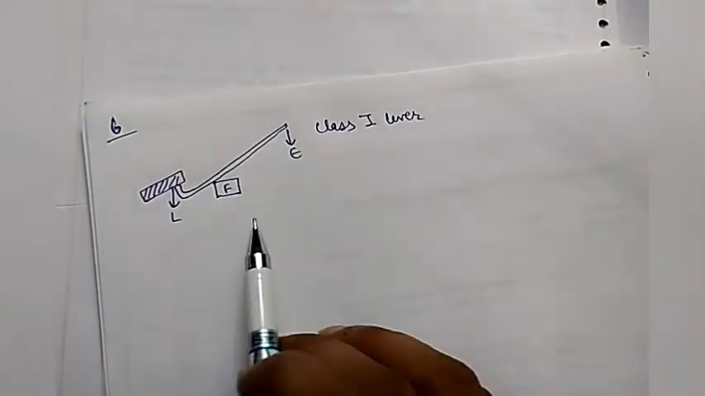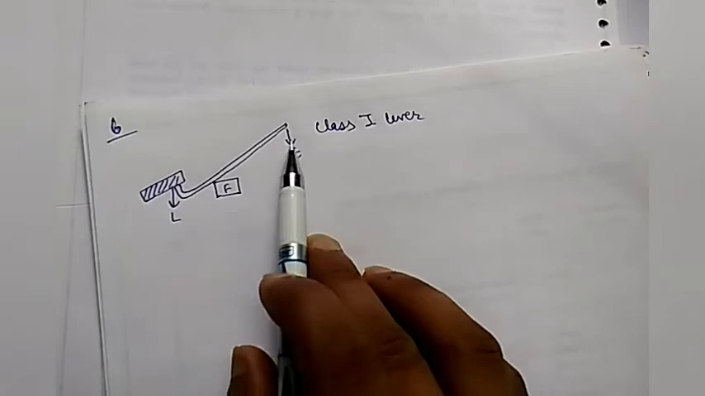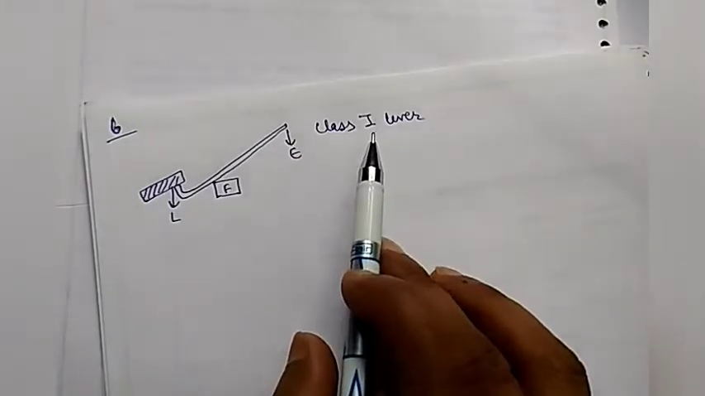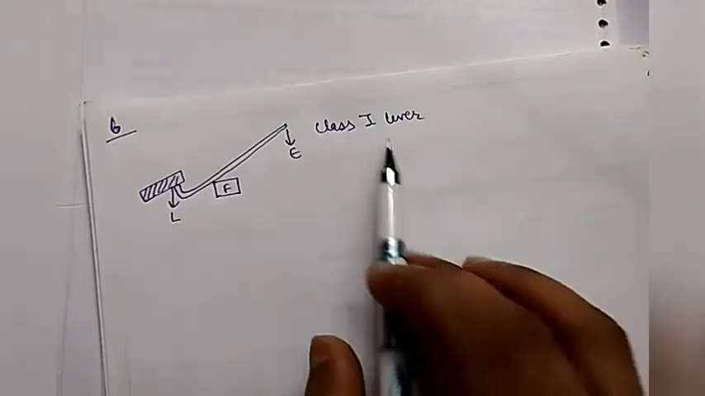Crowbar is the same. This is the diagram of the crowbar, where fulcrum is in between, load is here and the effort is put here. So clearly it is a case of class 1 lever. Now the second part is, state the kind of lever, class 1 lever.